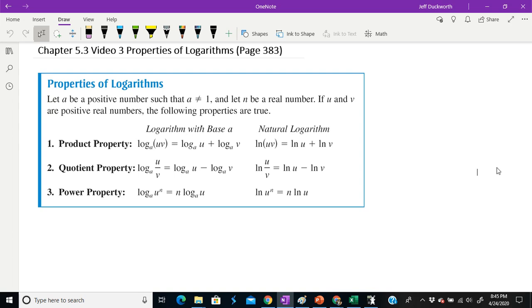If you take the log of a product of two things, you can split it into two different logs where they're adding together. So if you've got log of xy, assuming x and y are both positive, this is going to equal log of x plus log of y. That is our product property. You can use log, you can use ln, you can use any base you want.